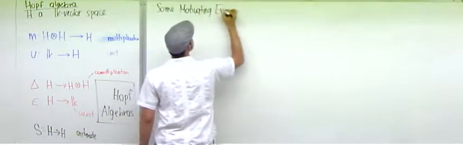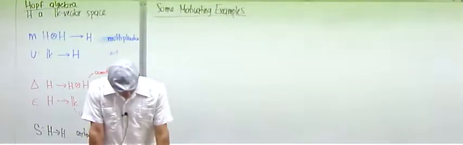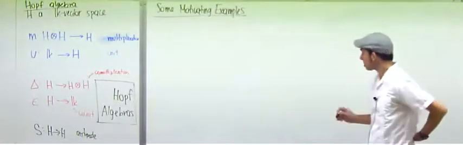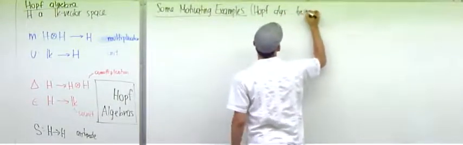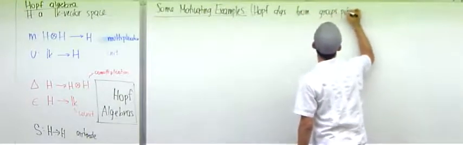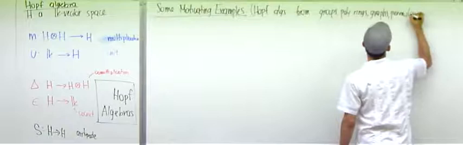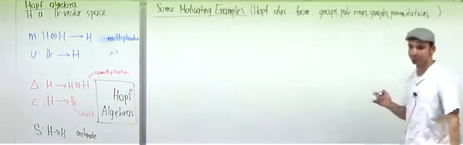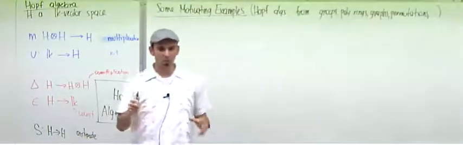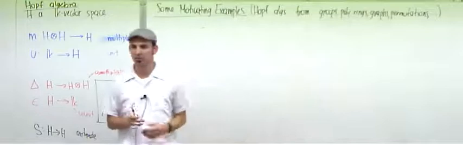So let's talk about some motivating examples, so that you can hopefully get a little bit more excited about this stuff. So in other words, what I'm going to do is build Hopf algebras from a bunch of things: groups, polynomial rings, graphs, permutations, etc. Okay? So we're going to see that Hopf algebras give you a common context in which you can study all of these things that seem very different from each other.